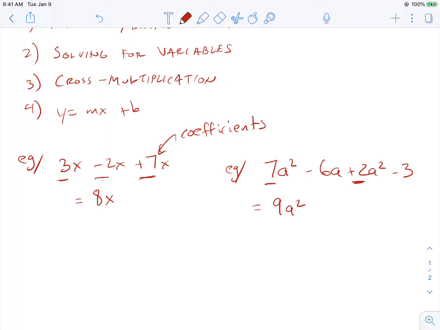Then we have minus 6a is our next thing. But here there's no other minus 6a's or any other a terms that we can mess with. In fact, this minus 3 we can't really do too much with either. So this minus 6a, well, it's not going to be changed at all because there's nothing to change it. And this minus 3, there's no other numbers in order to change it.